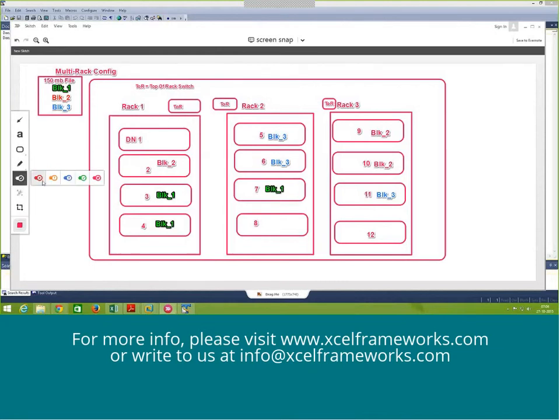Just visualize if this rack fails, but I still have the data being retrieved from other blocks available. So you can retrieve the data. In this example, I have 12 servers distributed across multiple racks, and I can sustain a 1 rack failure, but I cannot sustain a 2 rack failure. If even this rack fails, I am losing the data of block 3. Block 3 is not available. I can retrieve block 1 and block 2, but block 3 I cannot retrieve, because these two racks have it.